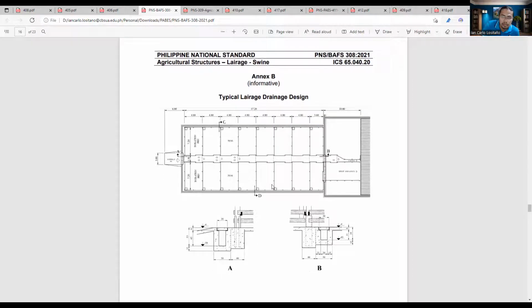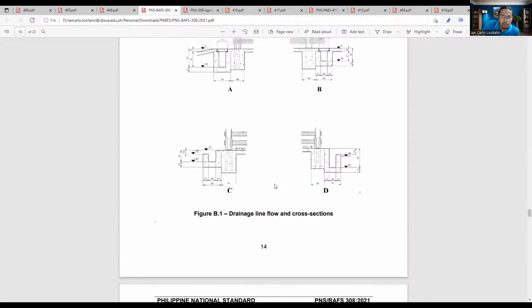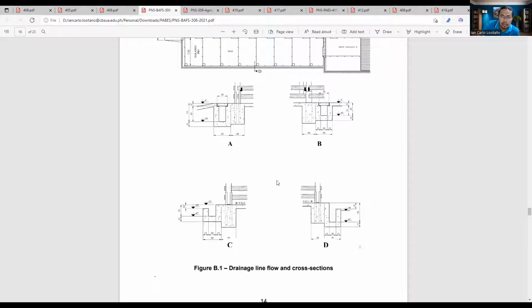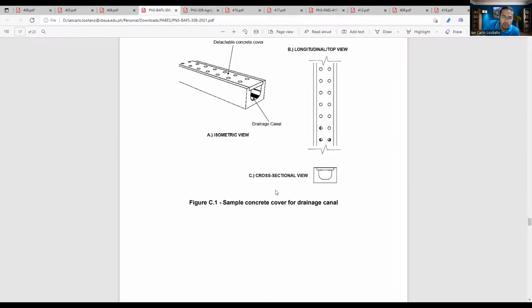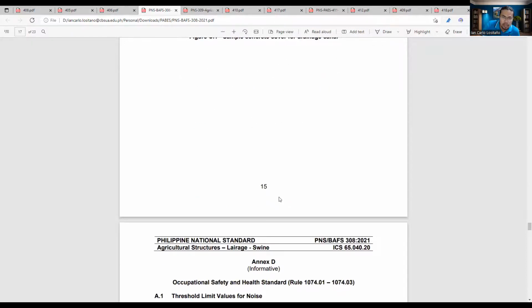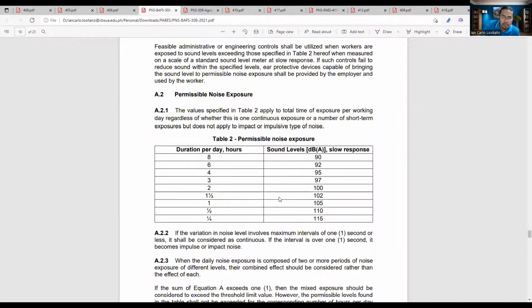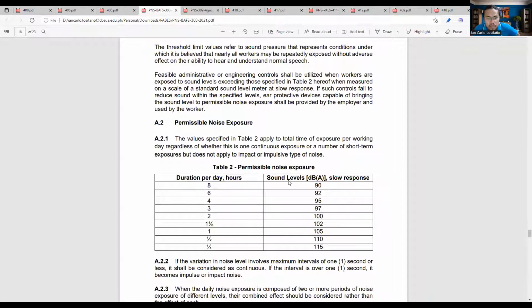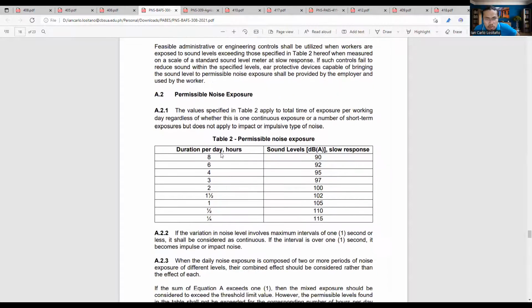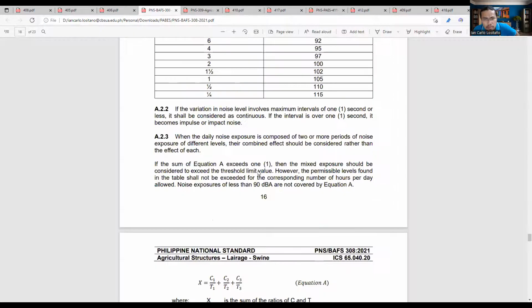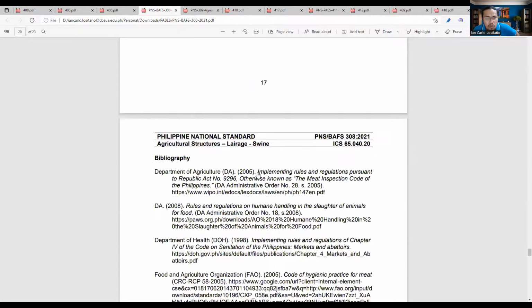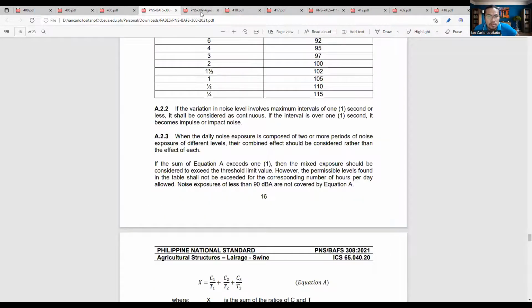Oh, sorry, this is for the drainage. This is to facilitate the movement of the water, which is again plentiful in this kind of design because the animals are being washed and also provided with water. So most of the time the location is wet. Okay, for noise, the permissible noise is shown in Table 2. This is again to minimize the stress on the animals. Okay, so that would be all for swine lairage.